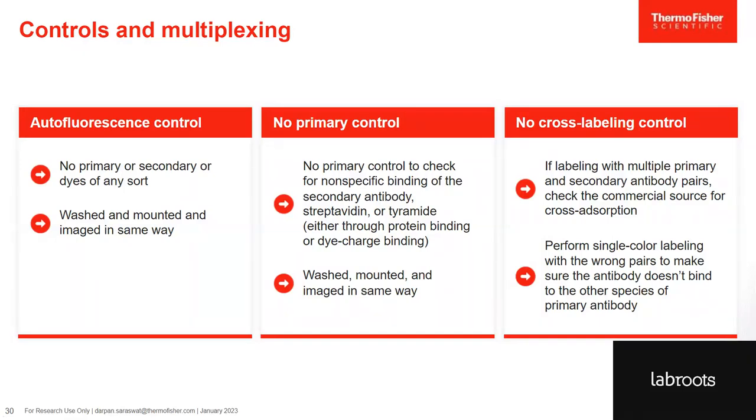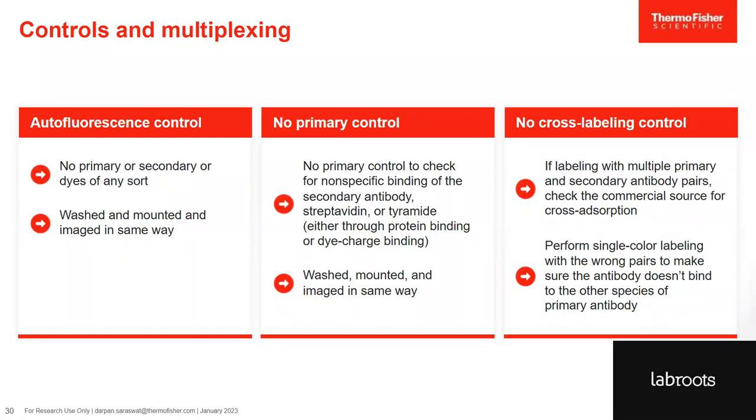The first is the autofluorescence control. In this control, you have no primary or secondary antibodies or dyes of any sort. The sample should be washed, mounted, and imaged in the same way. This will give you an idea about the native autofluorescence of your sample.